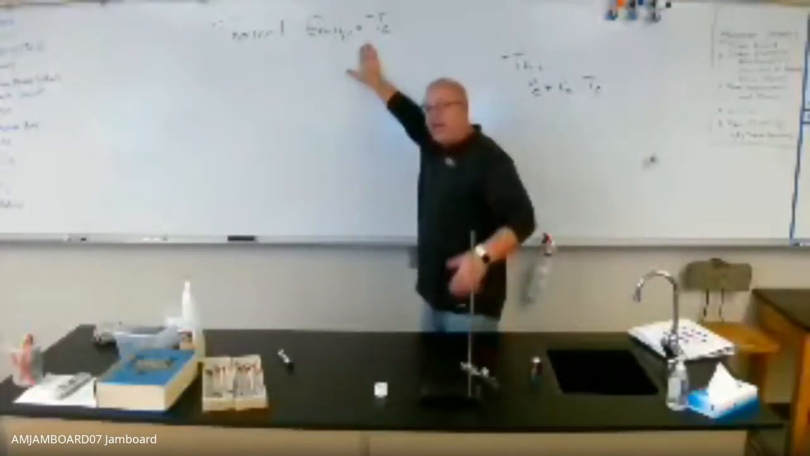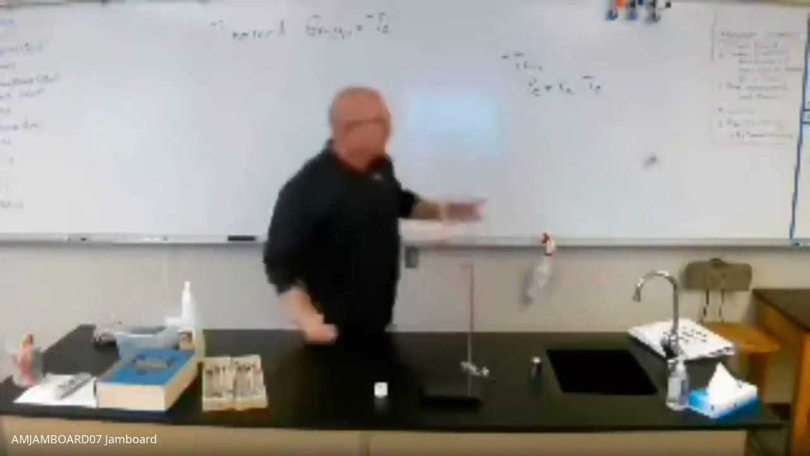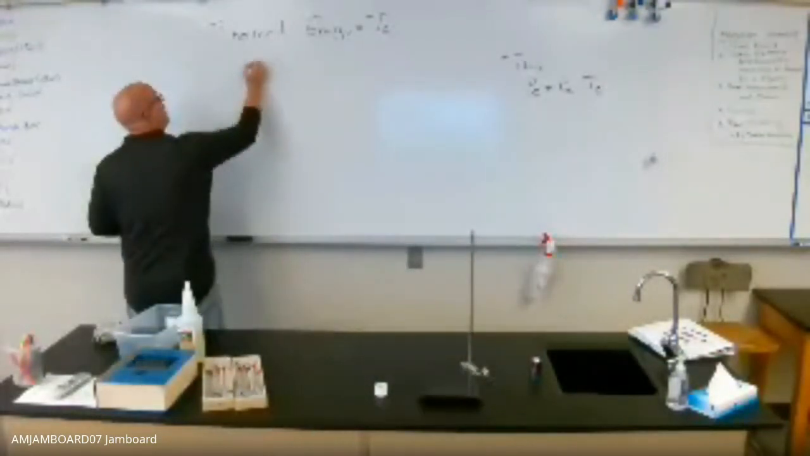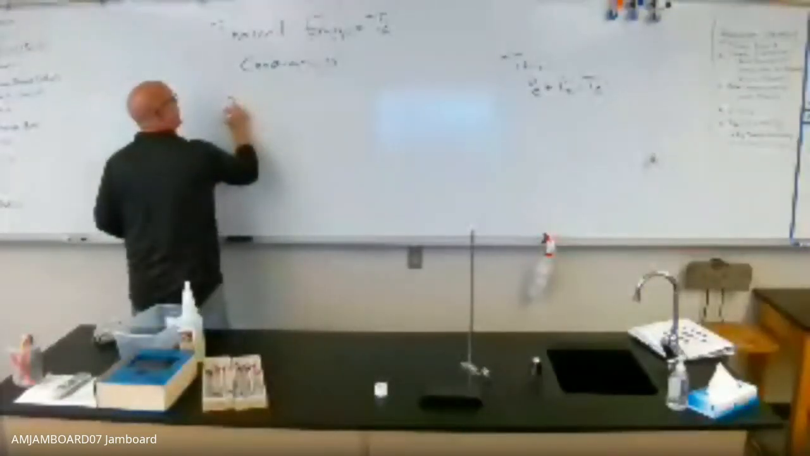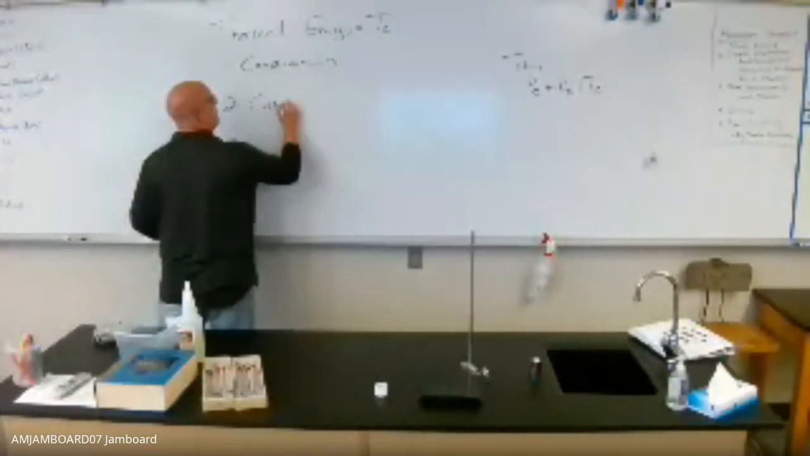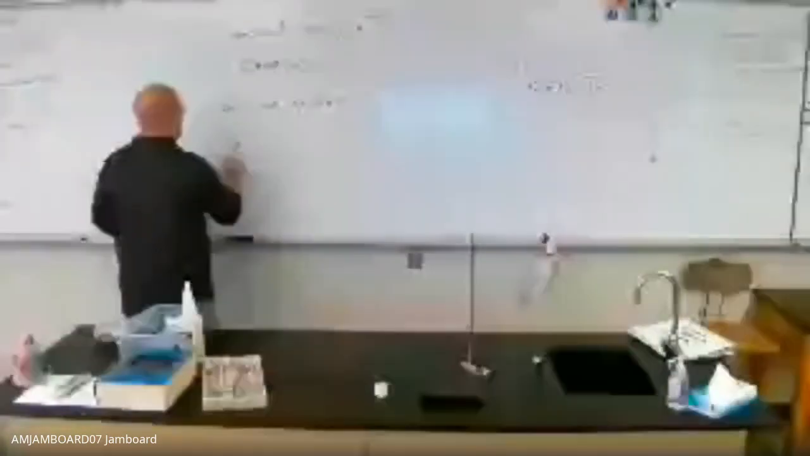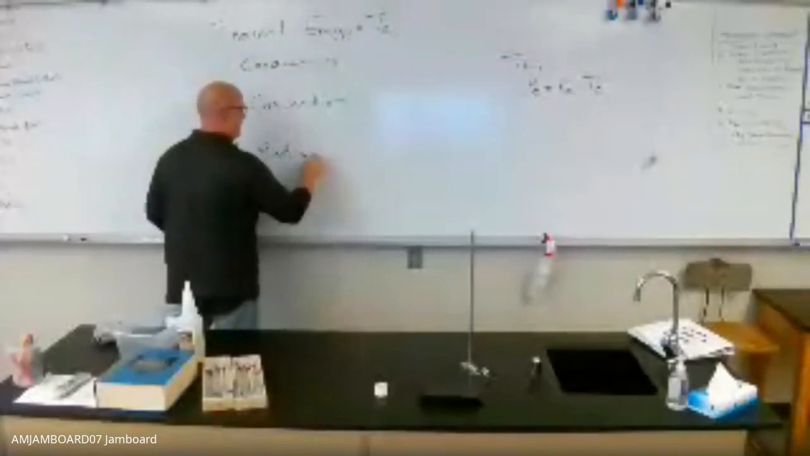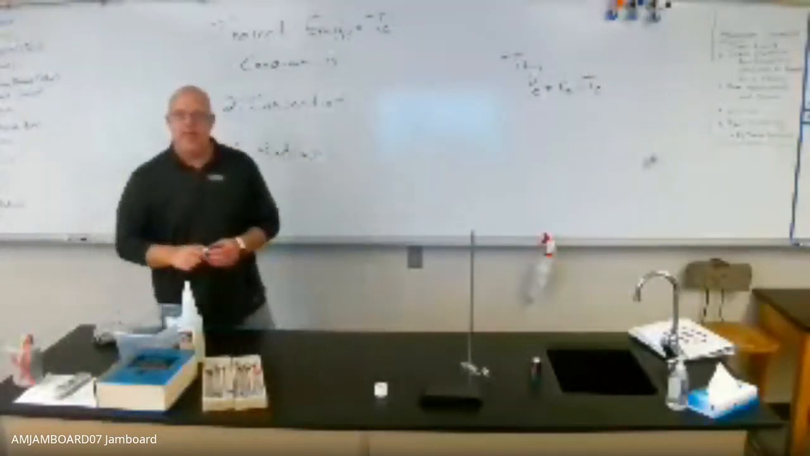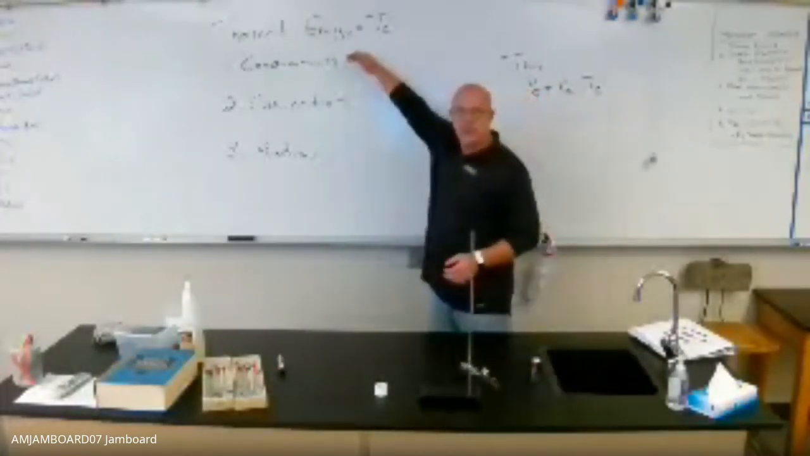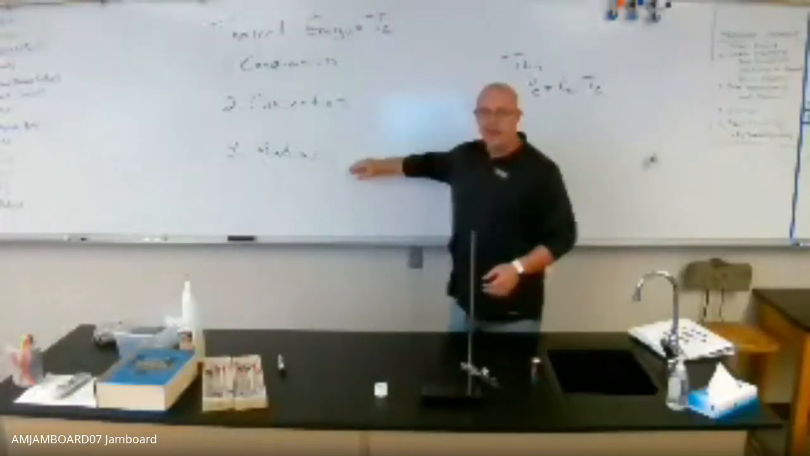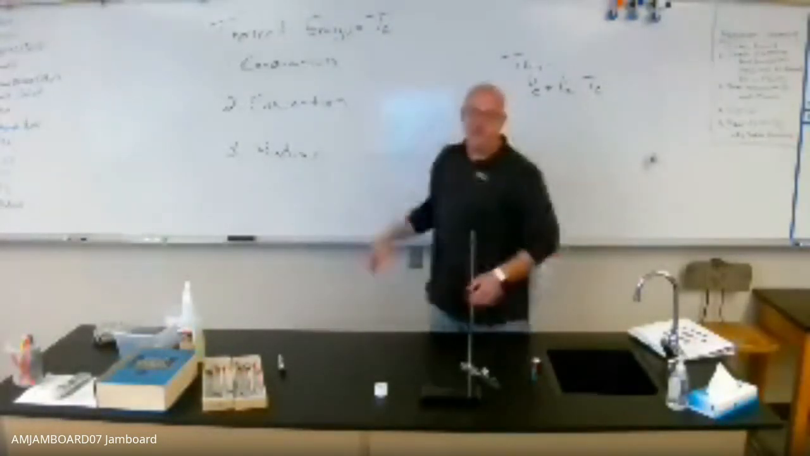Now, there are 3 ways these objects move, and we're going to talk about these 3. The first one is called conduction. The second one, convection. And the third one is called radiant energy. These are the 3 types of thermal energies that we're going to discuss over the next 3 class periods. Conduction, convection, radiant energy. We'll run demonstrations or labs on each one of these.